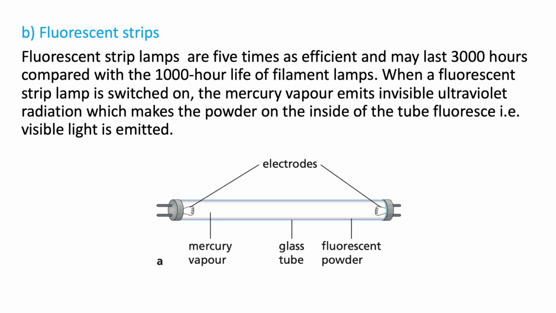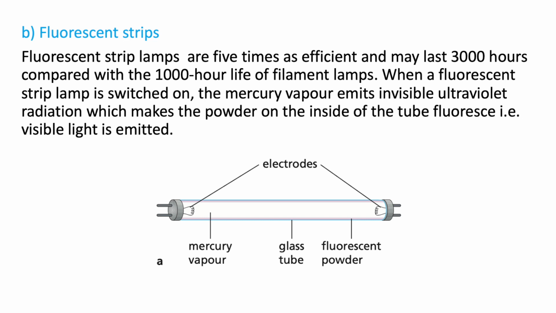Fluorescent strips. Fluorescent strip lamps are 5 times as efficient and may last 3000 hours compared with the 1000 hour life of filament lamps. The fluorescent strip lamp consists of an almost 1 meter long tube. 2 electrodes are fixed at the 2 ends.